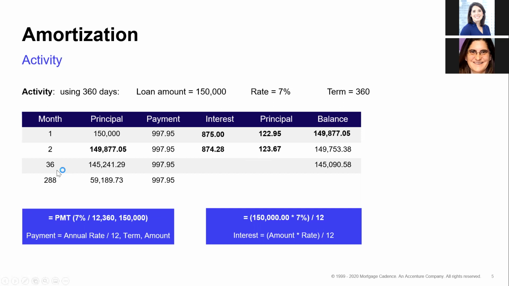Now I jump ahead here to month 36, because I want you to see the process of the amortization. So do it again. What's my interest? What portion of this payment is interest if this is the principal we're working with? So now we take our $145,241.29 times 7%, still at the same rate. That's going to tell me how much is principal and interest. Good. 847. Very good. With the balance going to principal.